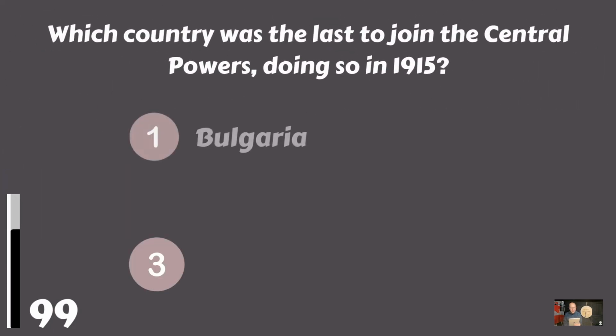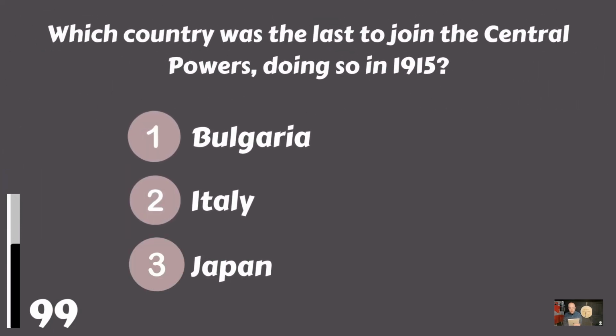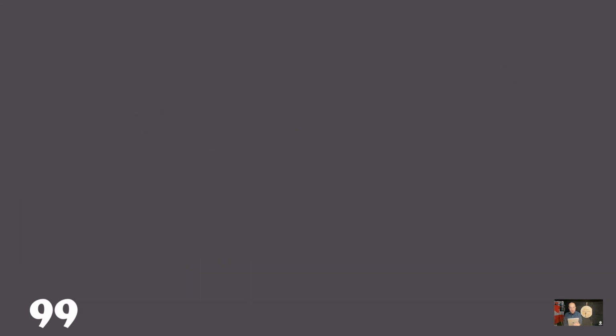Which country was the last to join the Central Powers, doing so in 1915? Was it Bulgaria? Was it Italy? Or was it Japan? The last to join the Central Powers? Well, that would be Bulgaria.